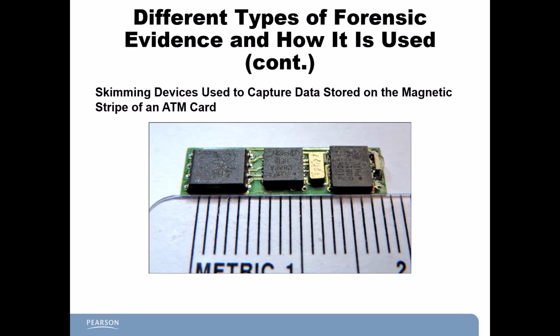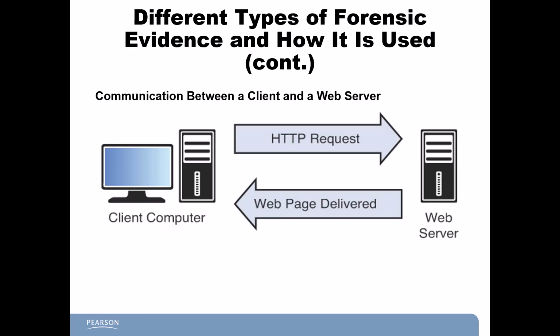So we also have other types of things. Here is a skimming device used to capture data stored on magnetic strips for an ATM. This one is fairly small. But again, this is another type of electronic component that is used for digital device or digital evidence collection. So if we're talking web communication between a computer and a web server, a request and delivery, again, this is going to be digital evidence. This is going to be evidence of website content.